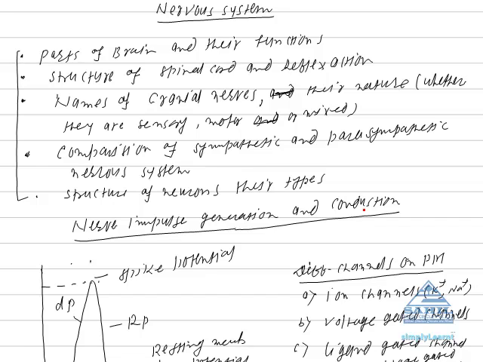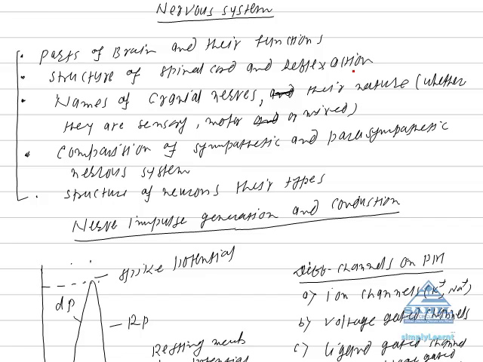In the nervous system unit, one should give emphasis first to the different parts of the brain and their functions, especially the different functional areas of the brain: different parts of the forebrain, midbrain, and hindbrain. Similarly, when you are doing the spinal cord, you should also learn about the different types of reflex action.